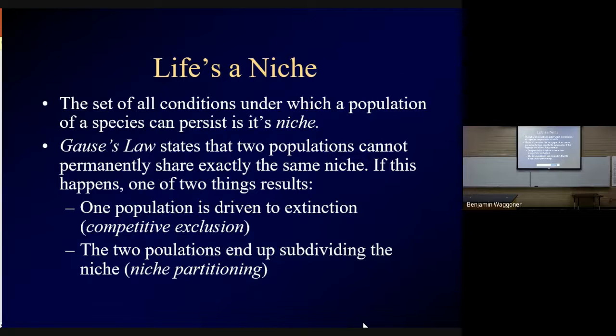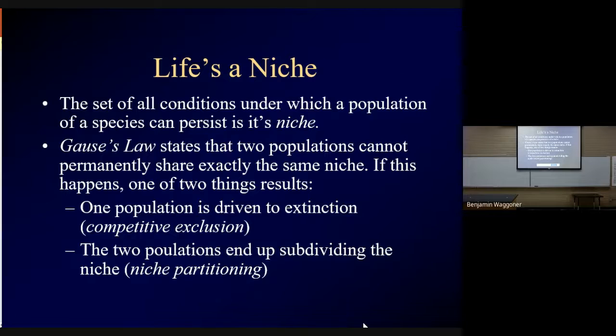A Russian guy named Gause in the 30s, I believe, proposed what he called Gause's law, which states that if you have two populations, they cannot permanently share exactly the same niche. You can't have two populations living in the same area under exactly the same conditions using exactly the same resources.